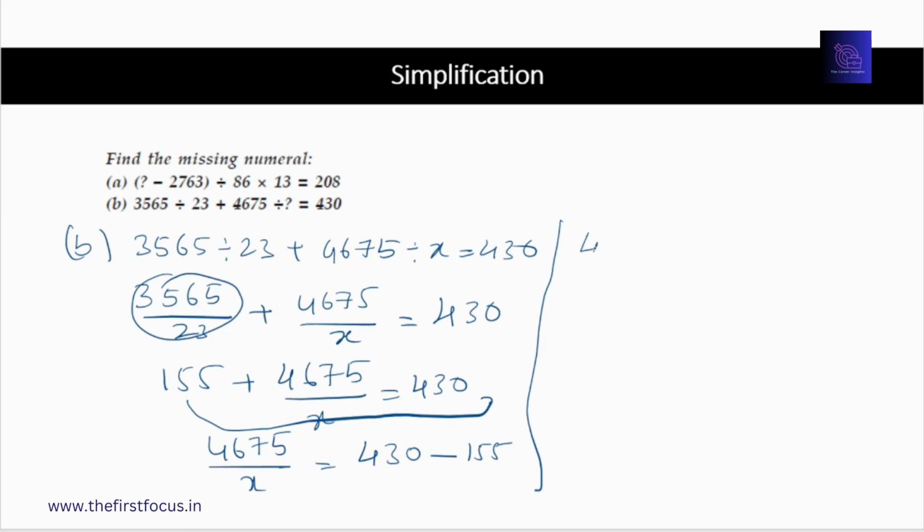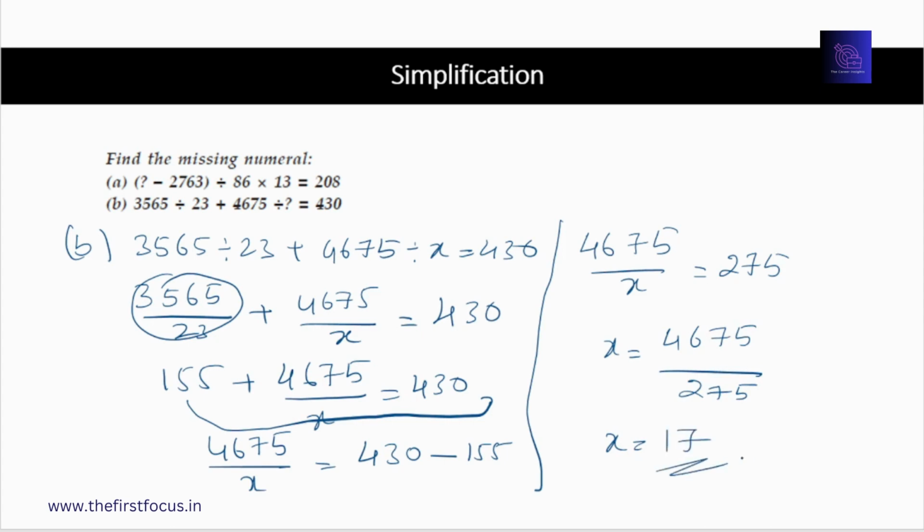So 4675 divided by x is equal to 430 minus 155, which is 275. Now x is equal to 4675 divided by 275. The value of x is 17. So easy, viewers. This is the way we solve. We take it step by step and we solve it.